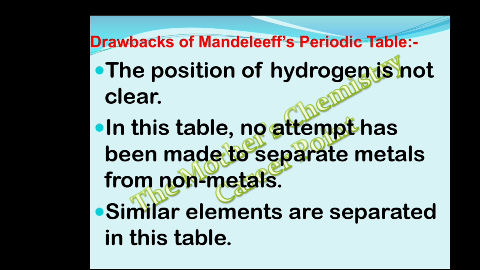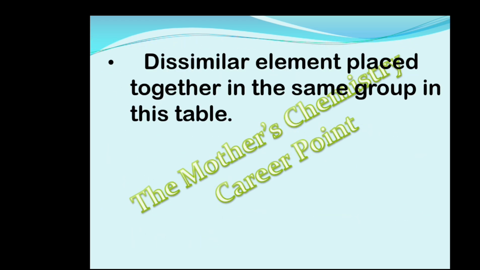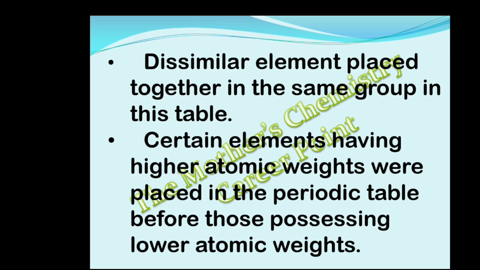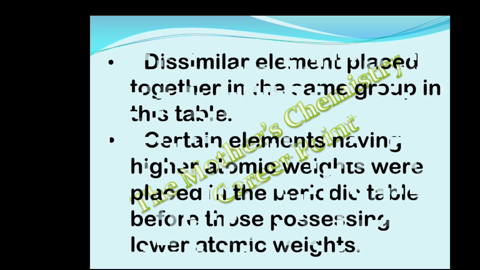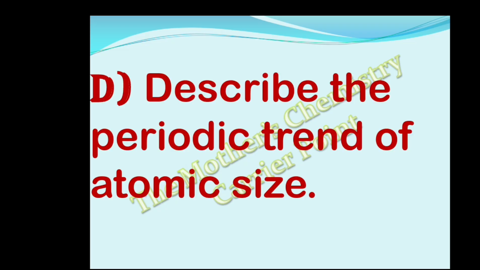Similar elements are separated in this table. Dissimilar elements are placed together in the same group in this table. Certain elements having higher atomic weights were placed in this periodic table before those possessing the lower atomic weights. These are the different drawbacks of Mendeleev's periodic table.